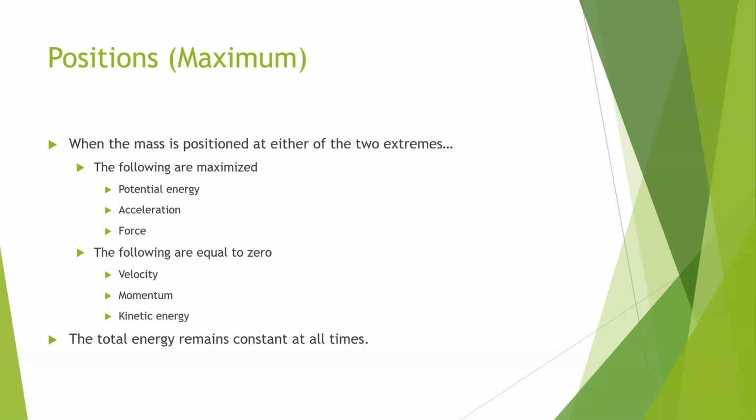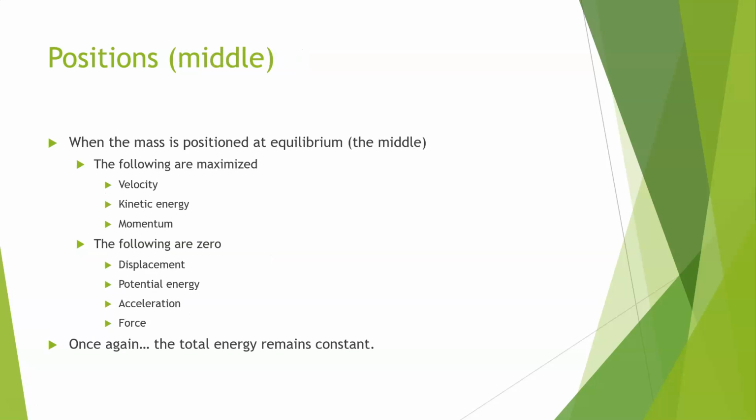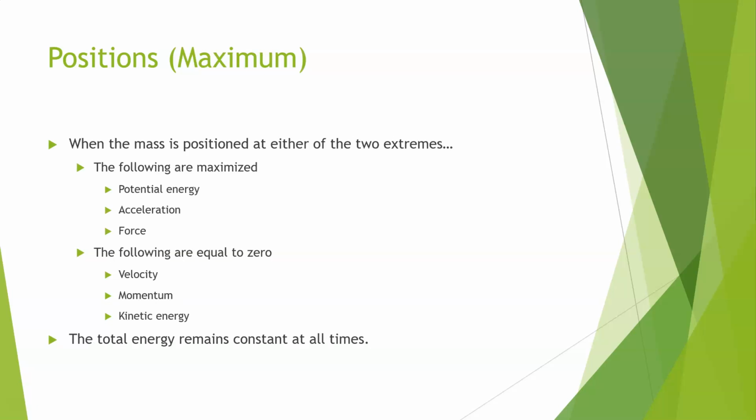The last thing to hit on simple harmonic motion is the two various positions. We have a maximum position where your displacement is at its maximum. We have the middle position where the displacement is in the equilibrium. So let's focus first on the position being at the maximum. So Δx is as big as it can get. In this particular case, your mass is at one of the two extremes. It doesn't matter which one.